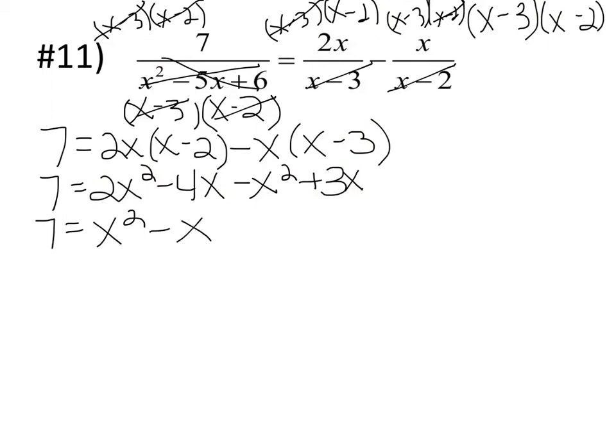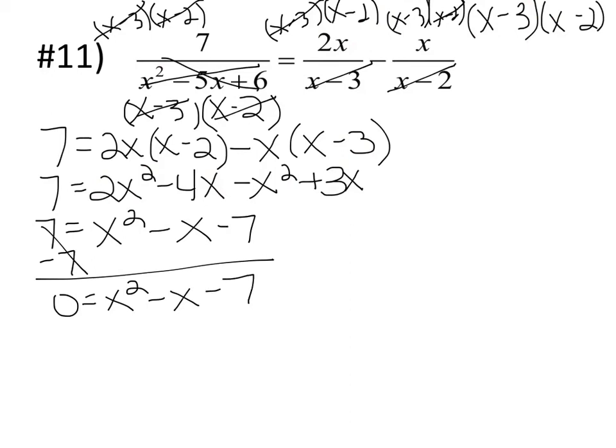Now the x squared tells us we're going to have to factor. So I'm going to subtract 7 from both sides to set my problem equal to 0, so I can go ahead and factor. Now, the only factors of 7 are 1 and 7, and there's no way 1 and 7 can give us 1, so I'm going to have to use the quadratic formula. So A is 1, B is negative 1, and C is negative 7.